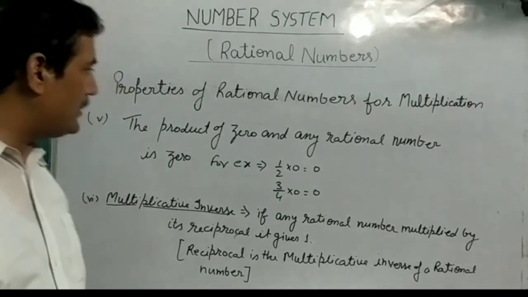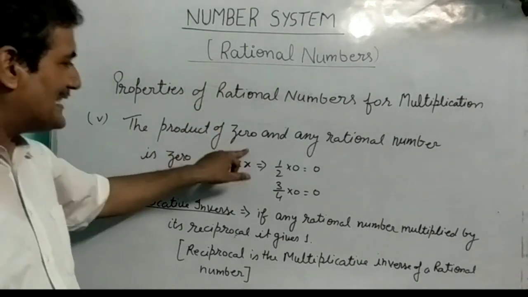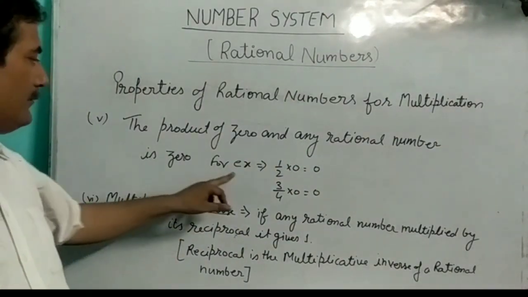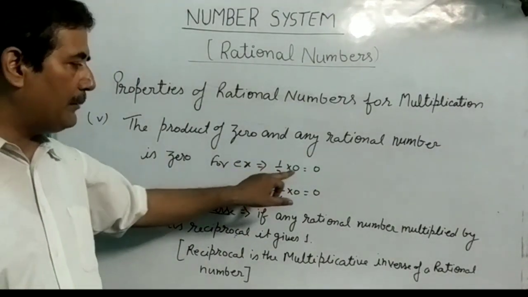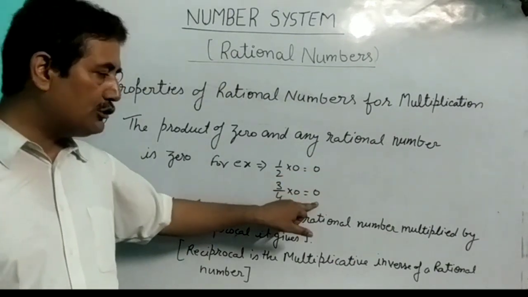The fifth property for multiplication: the product of 0 and any rational number is always 0. For example, 1 by 2 multiplied by 0 gives 0. 3 by 4 multiplied by 0 also gives 0.